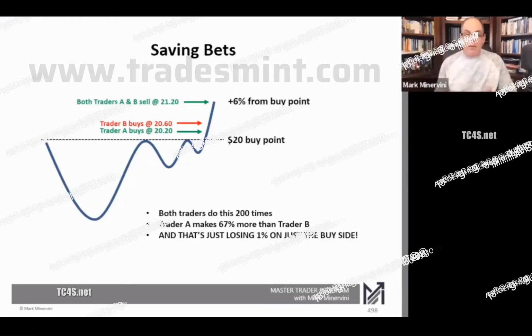Just say trader A buys a stock at 20.20, right? The buy point's at $20. 20.20 is 1% above the buy point. So trader A says, I'm not buying more than 1%. Trader B buys a couple percent, a few percent above. Now both those traders sell the stock at the same point. Let's just call it 6% on average. If you did that a couple hundred times, trader A makes 67% more than trader B. And that's just losing 1% on one side of the trade.